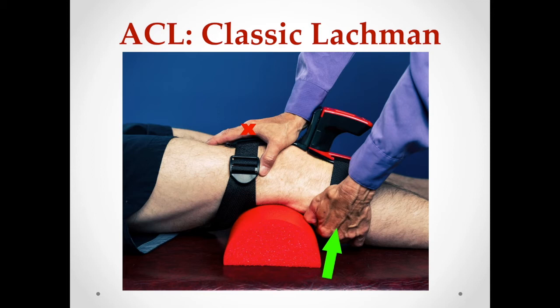Here you see the Mobilator, which has a custom contoured proximal attachment that relieves the patella, a custom contoured distal attachment that conforms to the tibial tuberosity, straps around the thigh and the tibia for stabilization, and the ability to actually quantify or objectify millimeters of translation of the tibia on the femur.